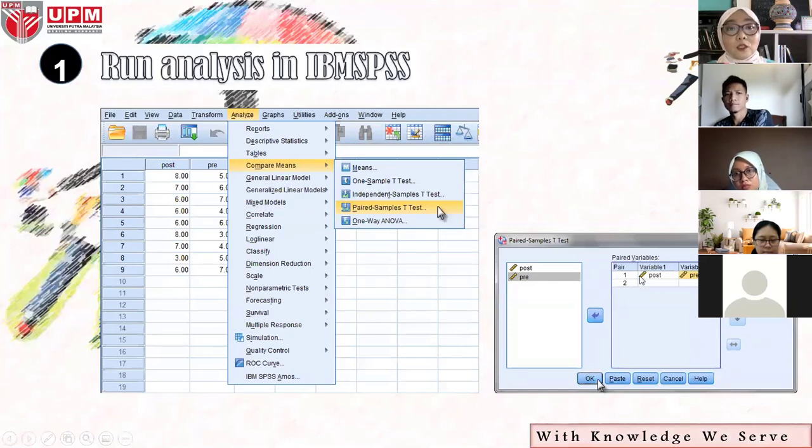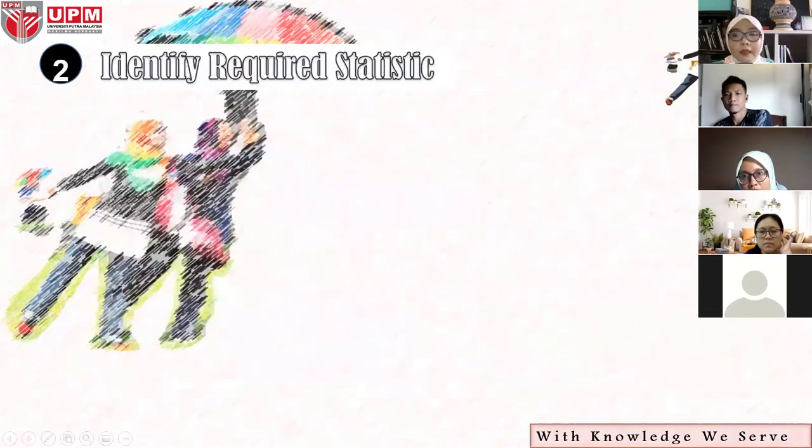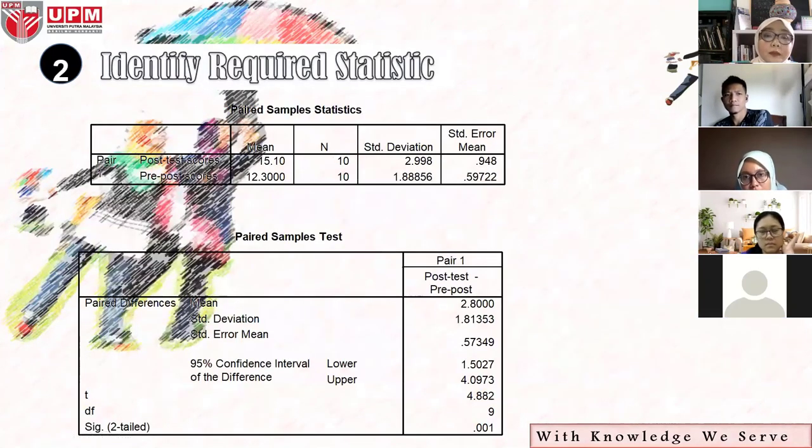Because we assume that the smokers who attend the training were heavy smokers at the beginning. Then after attending the training, probably the frequency of smoking reduces. So that we get a positive value, because we are going to subtract: post minus pre. Then click okay, and this is the result.